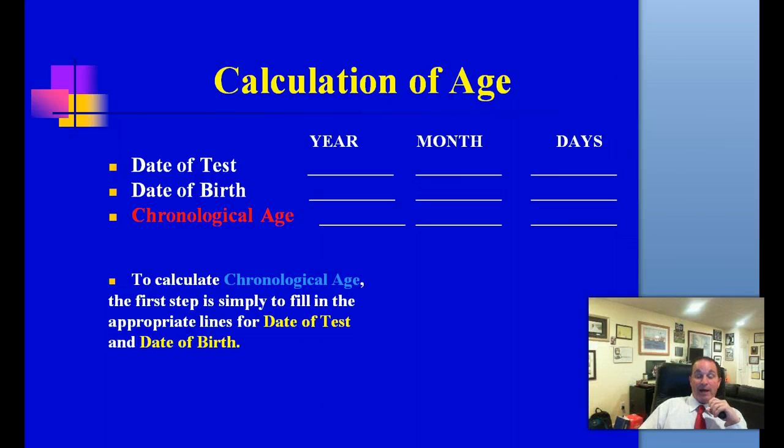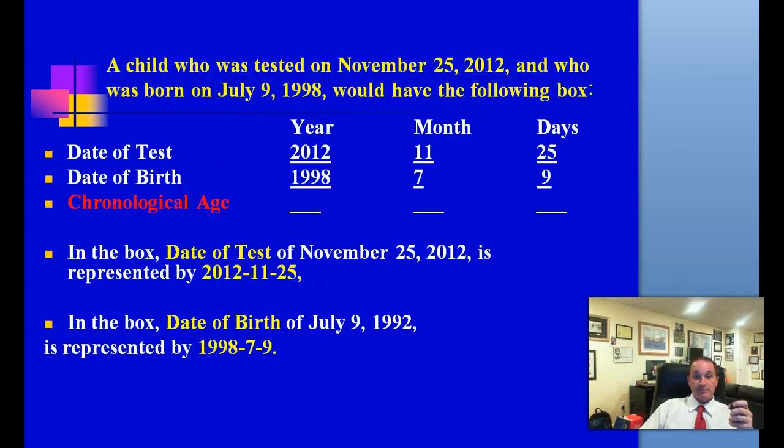It's an actual box, just like the PowerPoint in front of you looks like. And on the left-hand side, you'll see date of test, date of birth, and then chronological age. And across the top, we see year, month, and days. And what we have to do to calculate the chronological age is first know the date of the testing, know the date of birth of the child, and then by knowing those two things, we can then determine the chronological age of the actual child.